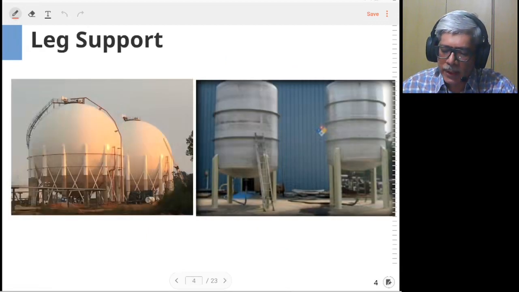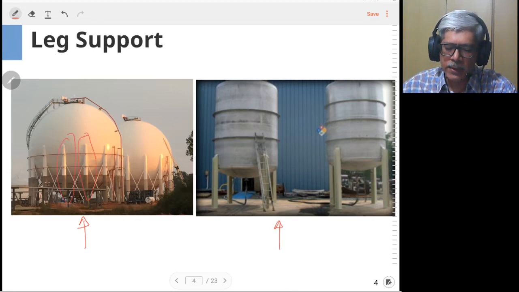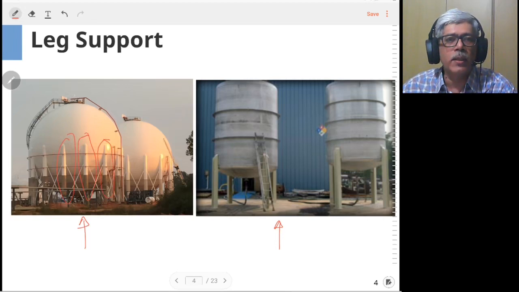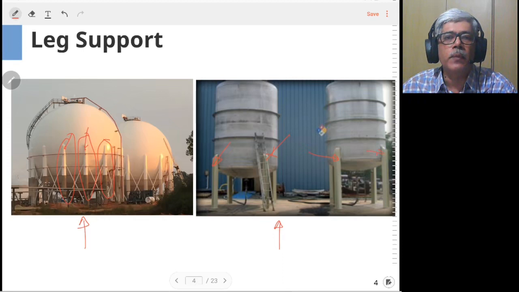So let's move ahead. The pictures we see here refer to two different vessels. On the left hand side, you will see spherical storage tanks, and on the right hand side you have cylindrical vessels. In both cases, you will see that there are a number of legs which are supporting the vessels. These are known as the leg supports, which are used to support the vessel.